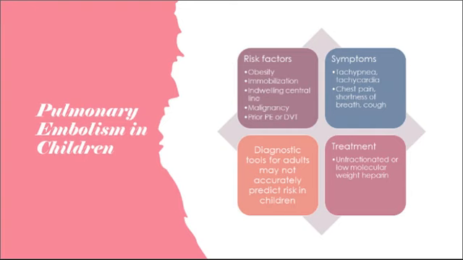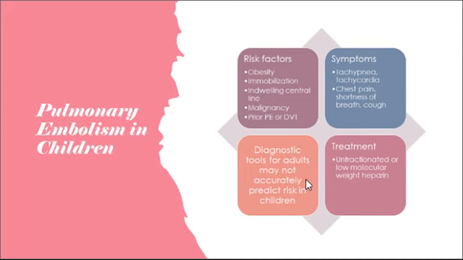So, pulmonary embolus risk in children. Risk factors are listed here: obesity, immobilization, indwelling central line, malignancy, prior PE, DVT. Same thing with adults. Symptoms: tachypnea, tachycardia, chest pain, shortness of breath, and cough, just like the adult.